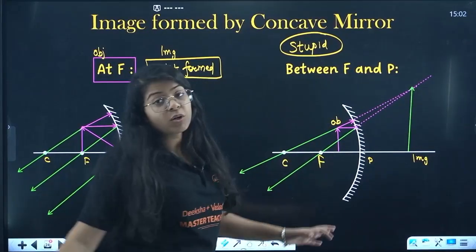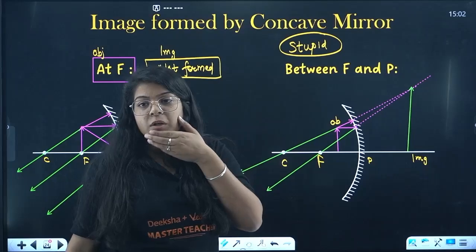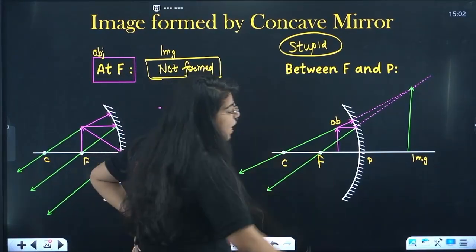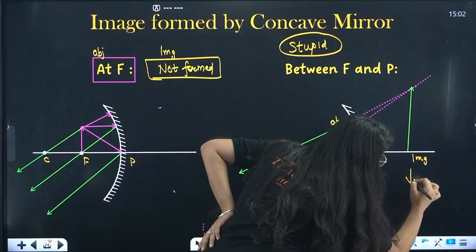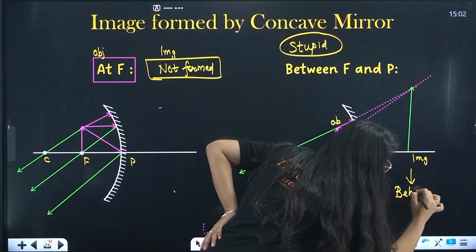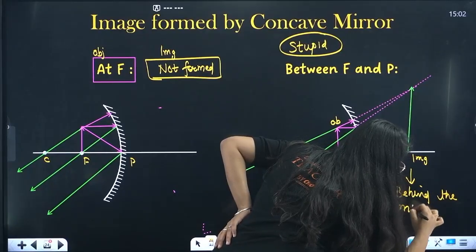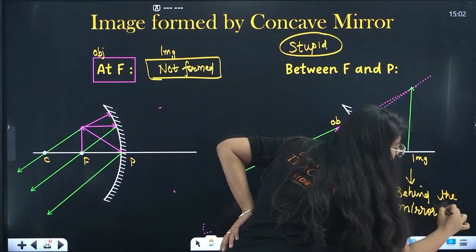Now in this case, what will you write about the image? Ma'am, that is a duvidha. That is a headache. So beta, you will simply write that the image is formed behind the mirror. It will form behind the mirror.